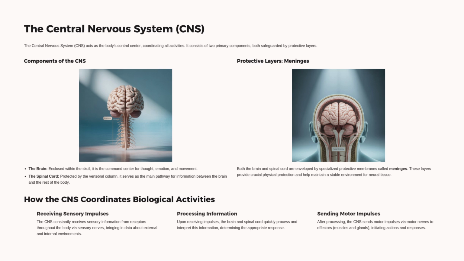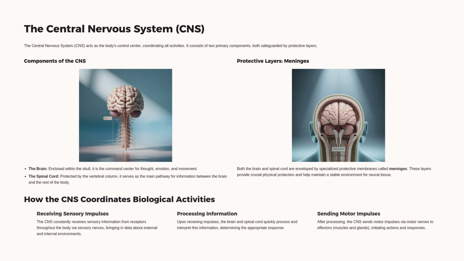Protective layers, meninges. Both the brain and spinal cord are enveloped by specialized protective membranes called meninges. These layers provide crucial physical protection and help maintain a stable environment for neural tissue. How the CNS coordinates biological activities.